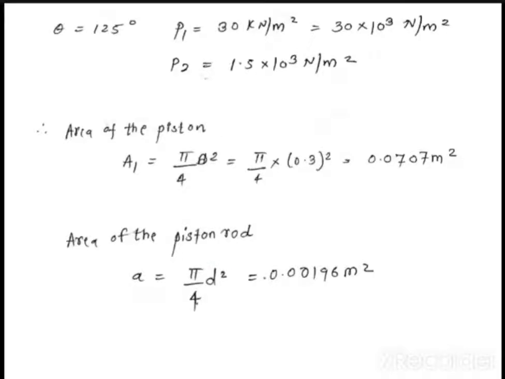Okay. Basically, what happens? The diameter of the piston rod is very, very small, so you can neglect its area if it is not given in the question. But here it is given, so you cannot neglect it. So let us consider it as a small area. Small area is, let us say, pi by 4 d square. So now I have got the area of the piston rod and I have got the area of the piston.